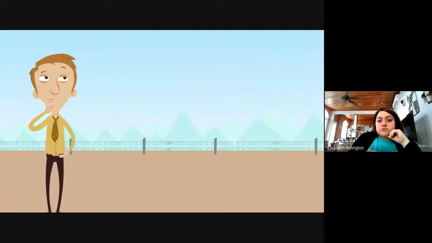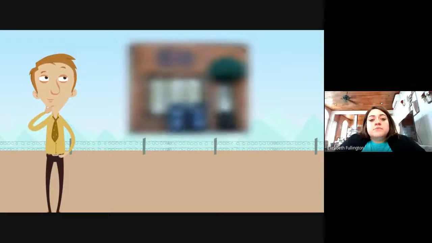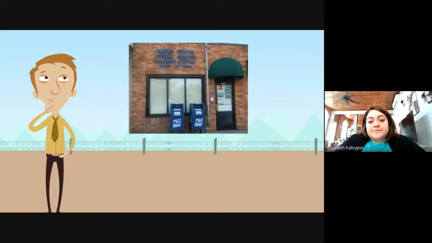Services like fire departments. That's something the government runs because it helps keep people safe. It's part of the purpose of the government to keep people safe, and that's why they provide the service of fire departments. The government also provides the postal service. The postal service is the way that we send letters and packages and all kinds of fun things, and it helps us work together. That's part of the purpose of government, is to help us work together, and the postal service helps us do that. That's why the government provides that service.